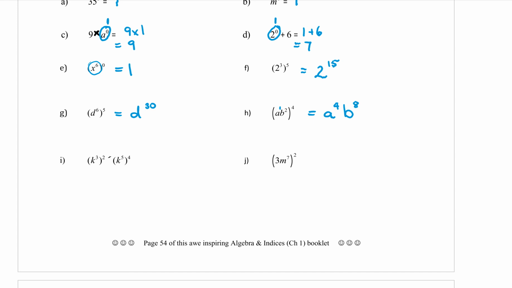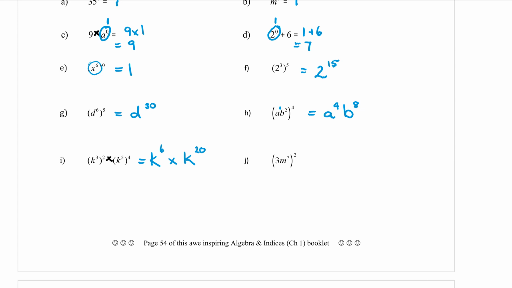Okay, part I, this should be a multiply sign here. We have to expand each of those brackets before we do the multiplication. So the first one has a base of k. When we have the 2 powers next to each other, we multiply them. 3 times 2 is 6. Okay, then I'm going to leave the multiplication sign. And then we have a second one with a base of k, and we multiply those powers together. 5 times 4 is 20. Okay, so we've expanded the brackets out using the fourth law.